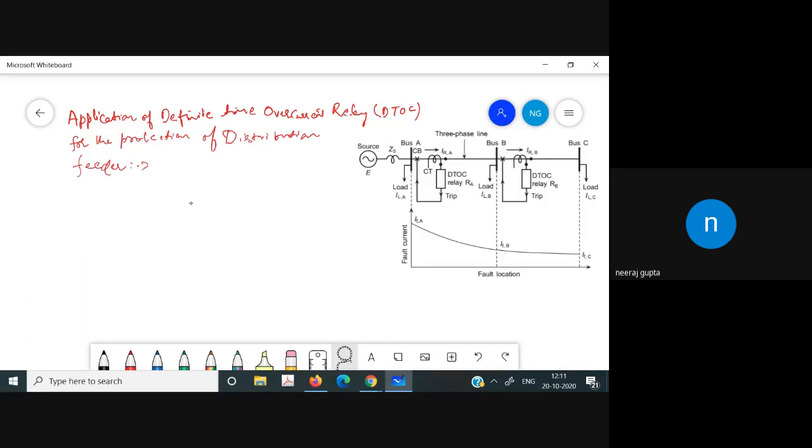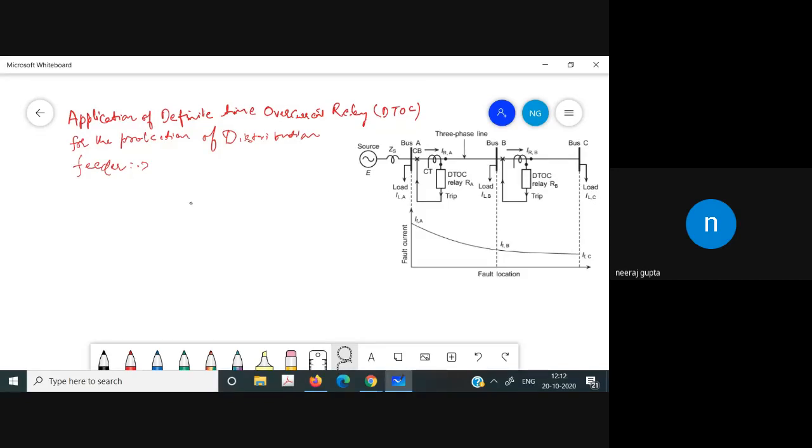That is, this feeder will get the primary protection. This feeder will also get the primary. This bus line will all get the primary protection. This line will get the primary protection, and along with that, this line will get the backup protection. So that was the protection problem that we have discussed.